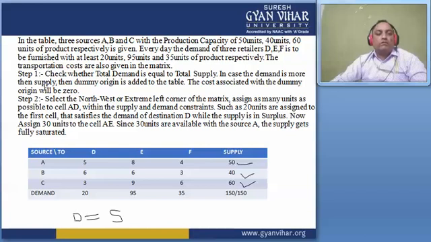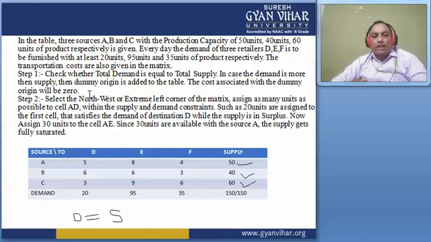So move to step 1. Check whether total demand is equal to the total supply. In case the demand is more than supply, then a dummy origin is added to the table. The cost associated with the dummy origin will be 0.